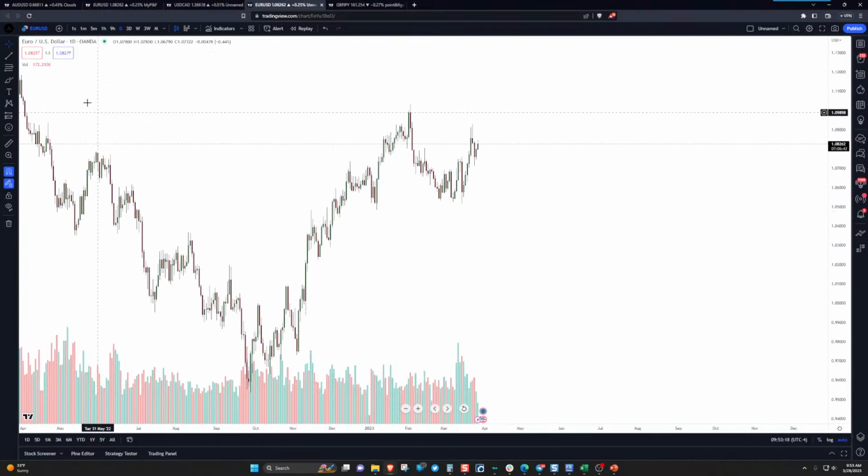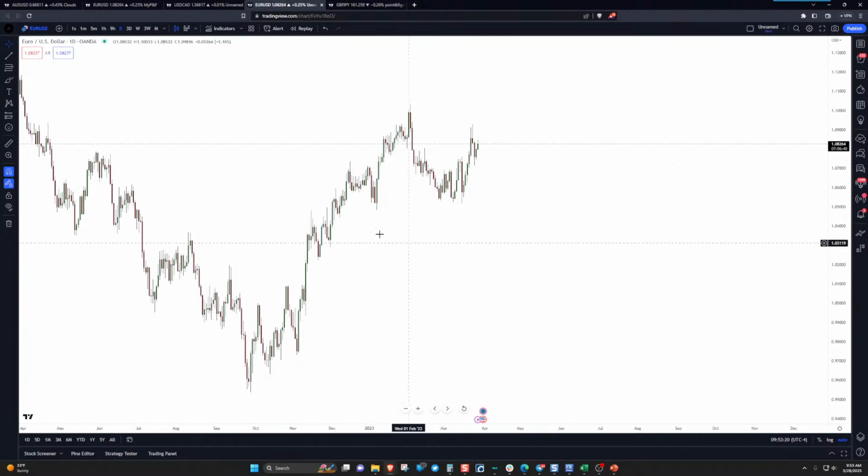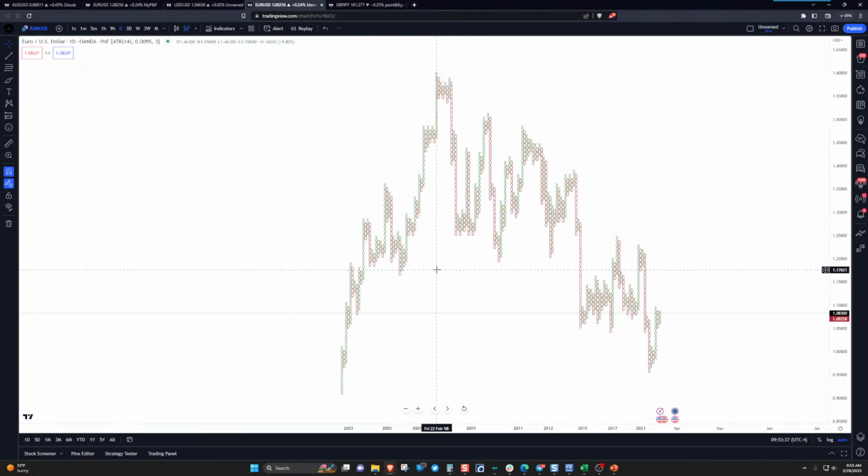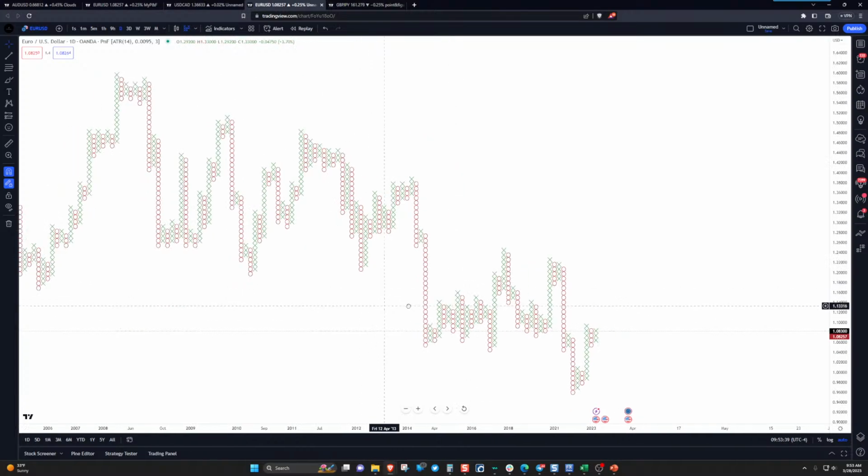Now, what we want to do is get rid of that volume. We don't need it. It should be below the ticker data here. And then we want to go to a point and figure chart. So up top, you should see this thing that looks like a candlestick with a pull down menu, and you want to click on point and figure. Now you're going to look, it looks kind of wonky.